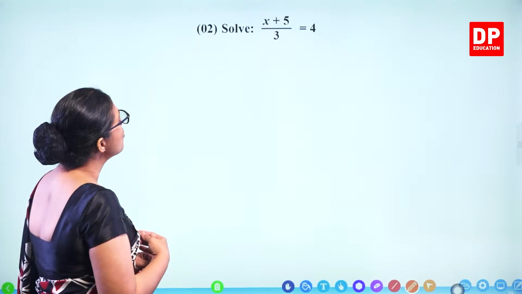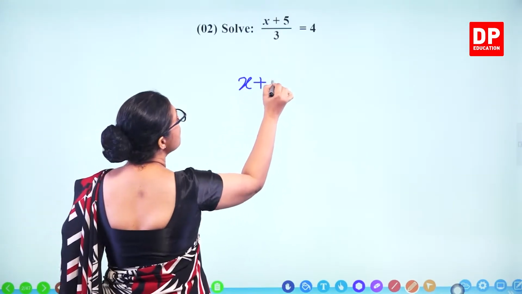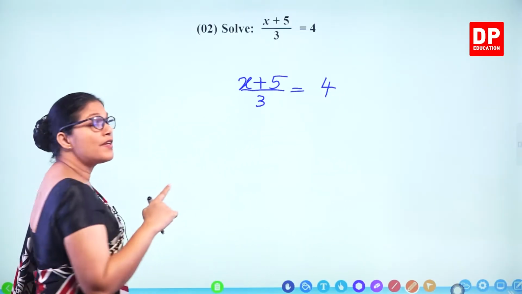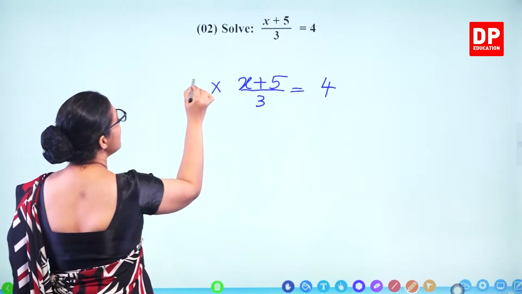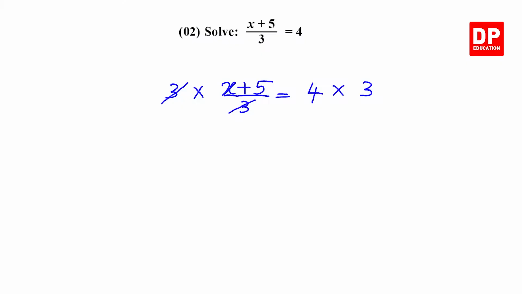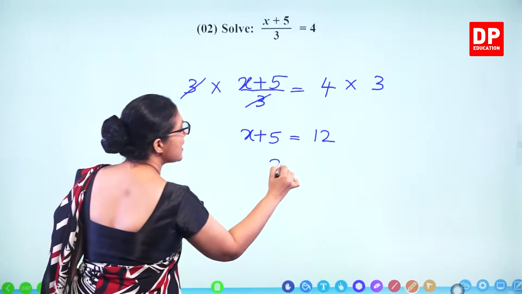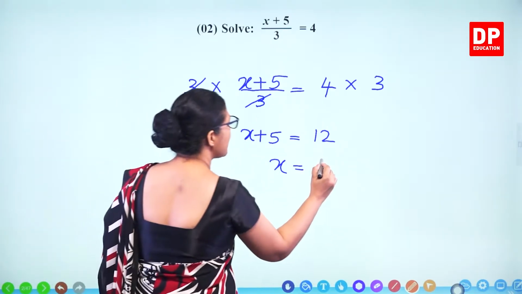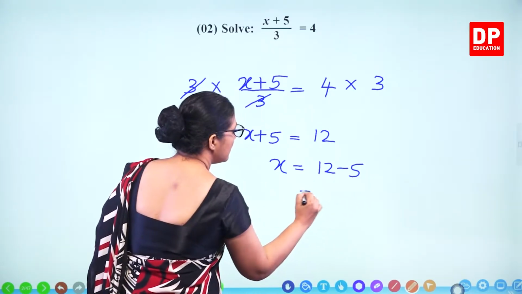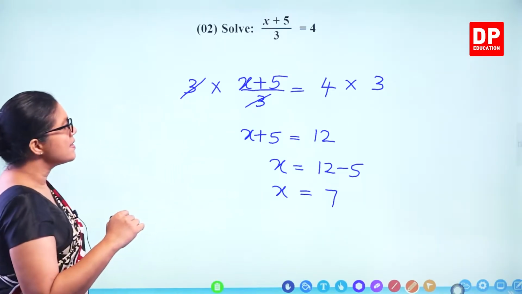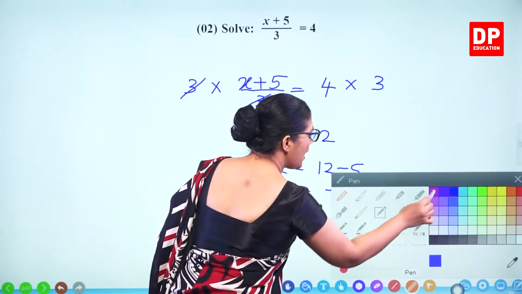Question number 2. Solve. X plus 5 over 3 is equal to 4. You need to first get rid of 3. Multiply both sides by 3. So you get x plus 5. 4 times 3, 12. So what's x? Subtract 5 from both sides means we are taking 5 to the other side. Same meaning. 12 minus 5, that's 7. X equals 7. 2 marks for that.